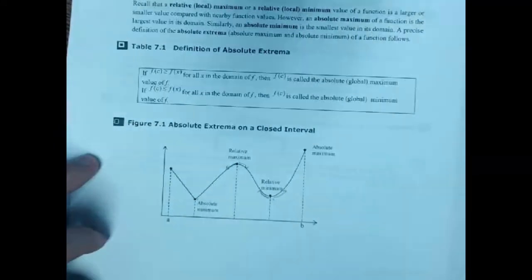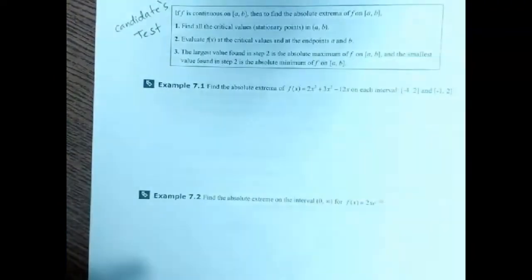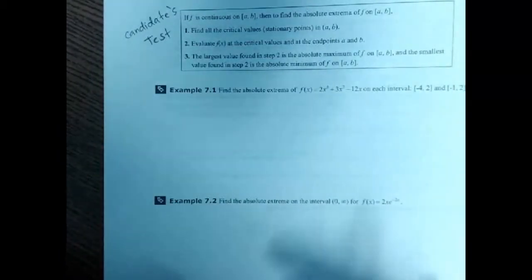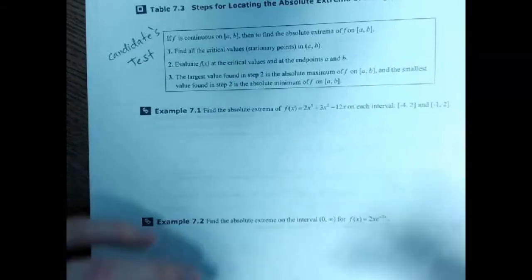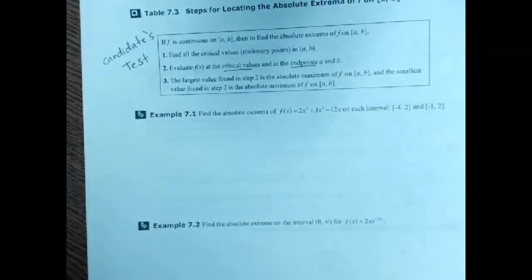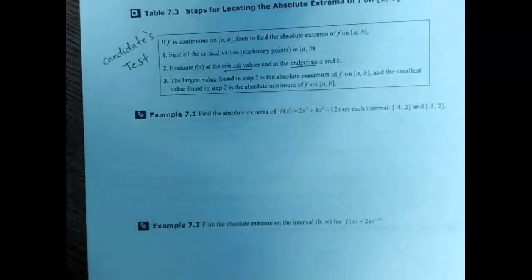And same thing. So your candidates are all the values of x that could potentially produce the biggest y or the smallest y value. Your candidates are all of your critical points and your endpoints. So critical values and your endpoints, those are your candidates. Those are the things that might produce your absolute extrema. And then we just test them by making a little table.